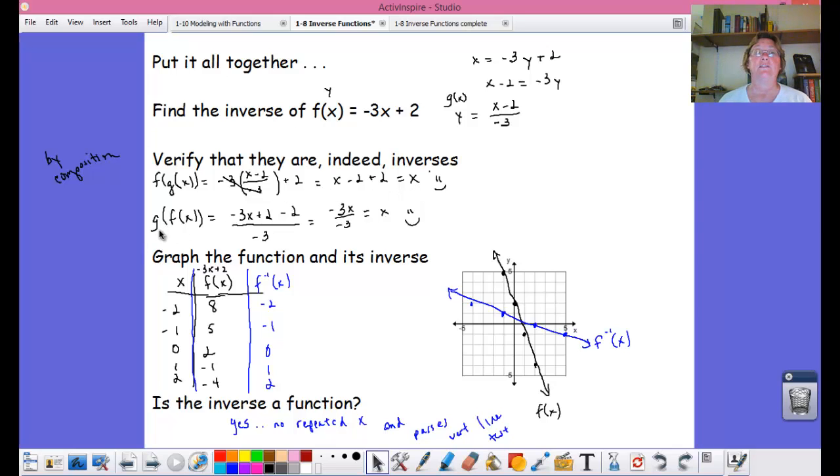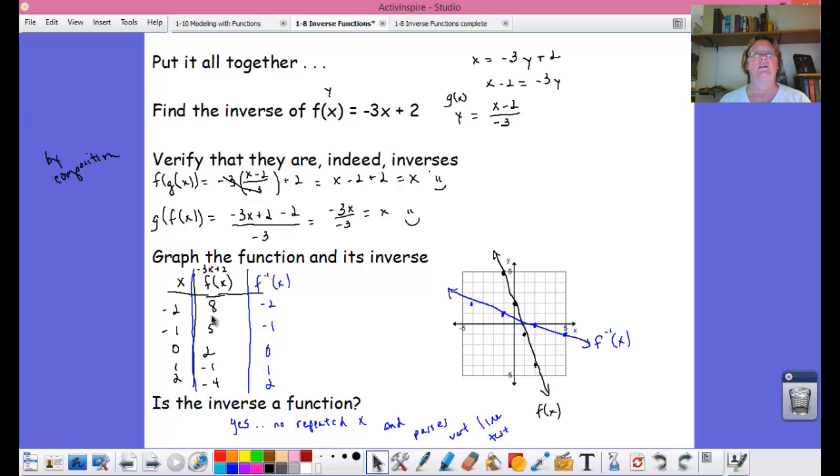Then we go the other direction, g of f of x. This time we're replacing this x, the x in the g function, with this business, negative 3x plus 2. So negative 3x plus 2 minus 2 all over negative 3. Do the simplifying, gets back to x. That's a check. We did correct work when we found the inverse, because when we compose both ways and simplify, we get back to x. Then it was graph the function with its inverse.